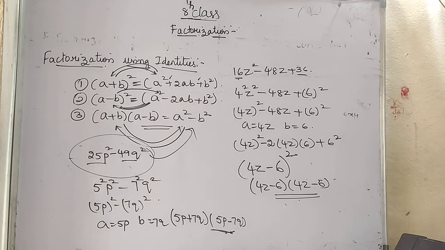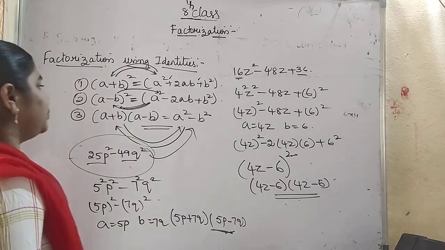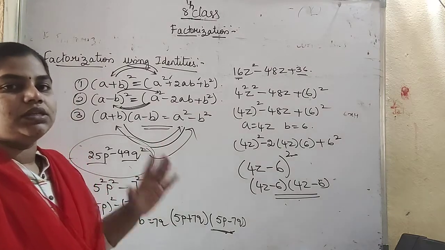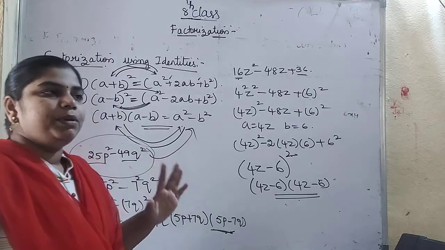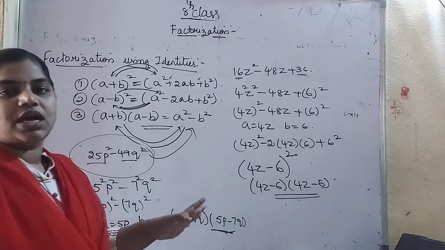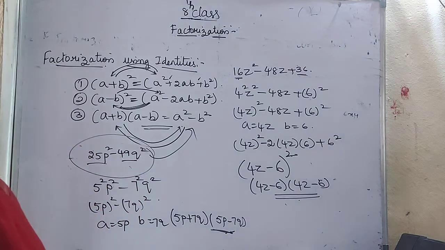So in total we have three identities. One is a plus b whole square, that is a square plus 2ab plus b square. Next, a minus b whole square, that is a square minus 2ab plus b square. Last is a plus b into a minus b, that is a square minus b square. Before using these formulas you have to check whether the first term and the last term are in the form of squares or not. This is factorizing using identities.